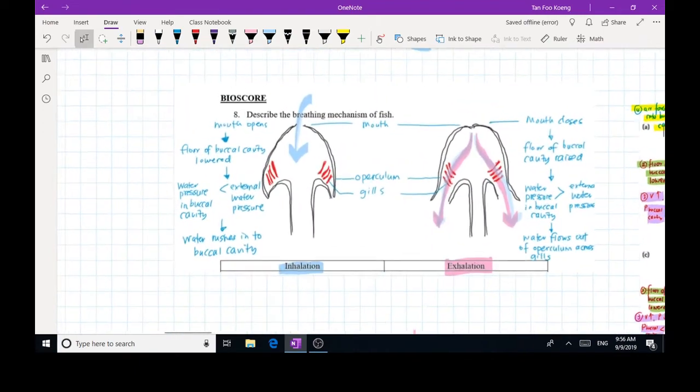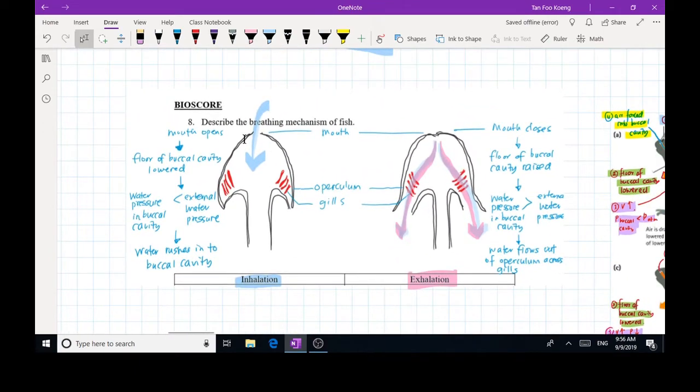Now what about fish? Let this one be the head of the fish, and this part certainly must be the operculum, because the operculum protects the gills. As we can recall, a bony fish has 4 pairs of gills, 4 on each side. When it inhales water, number 1, the mouth has to open, and then the floor of the buccal cavity. Now what is the buccal cavity? Buccal cavity is known as the mouth cavity.